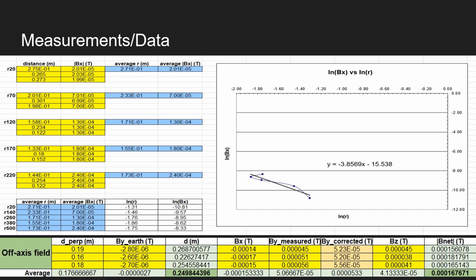The measurements and data that were collected were used with the Shell Excel spreadsheet provided. As you can see here, the numbers that came from the experiment: the distance, B of x, and then the off-axis field, and all the averages of these measurements that were found. And the trend line was y equals negative 3.8569x minus 15.538 in our ln of Bx versus ln of r graph.